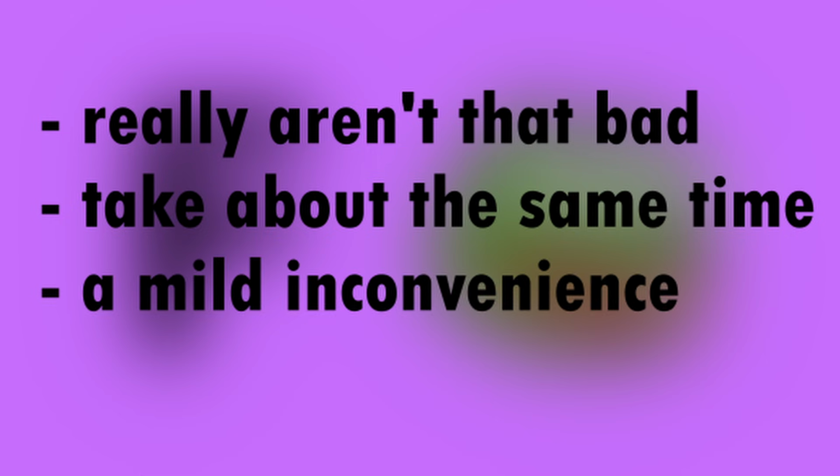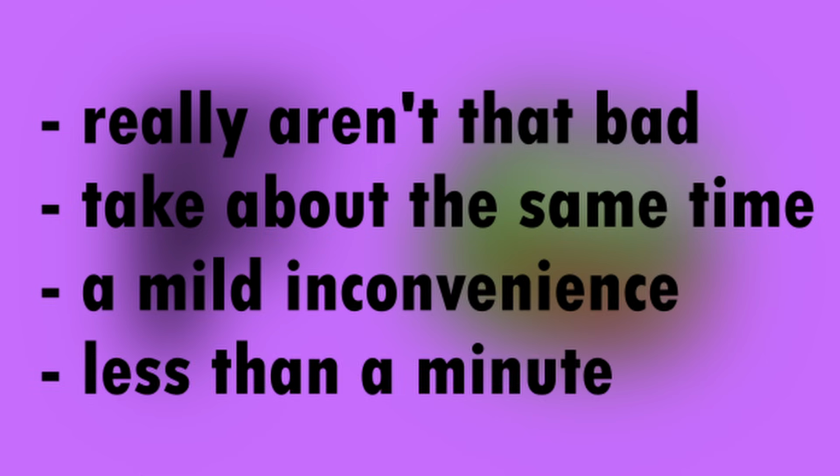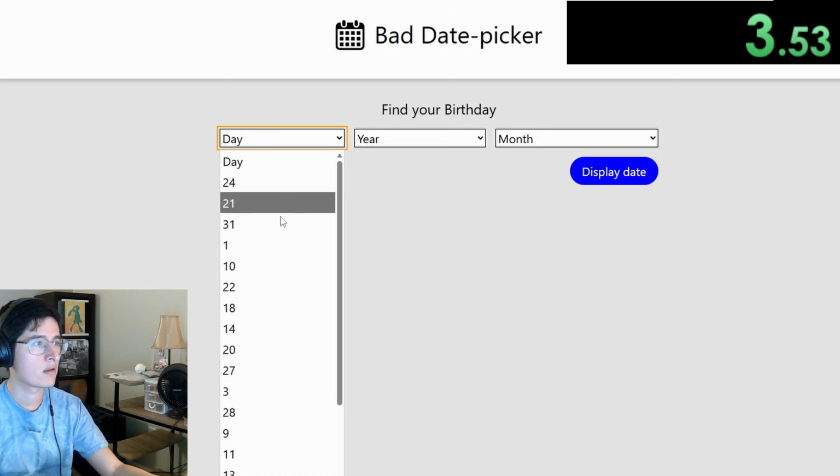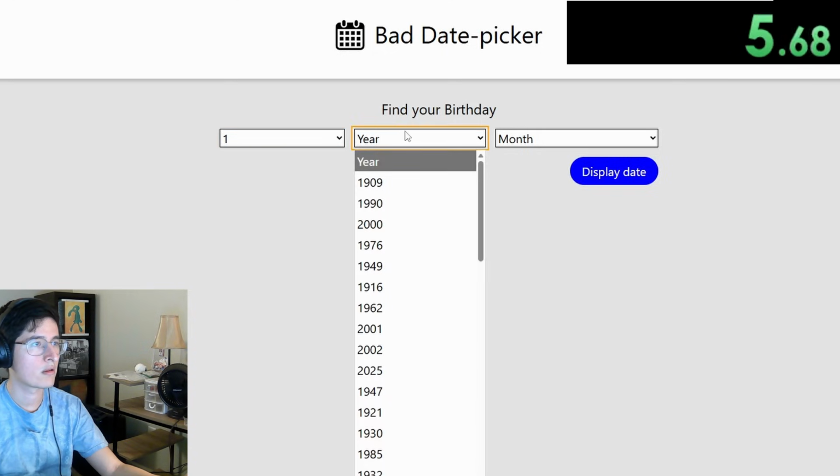Starting with F tier. These are designs that really aren't that bad. At best, they take the same amount of time as a regular date picker, and at worst, they're a mild inconvenience. None of these took longer than a minute, so let's speed through them. This is just a regular date picker with the dates out of order.